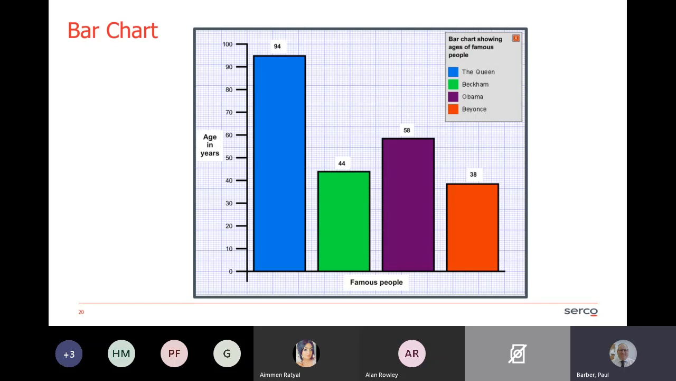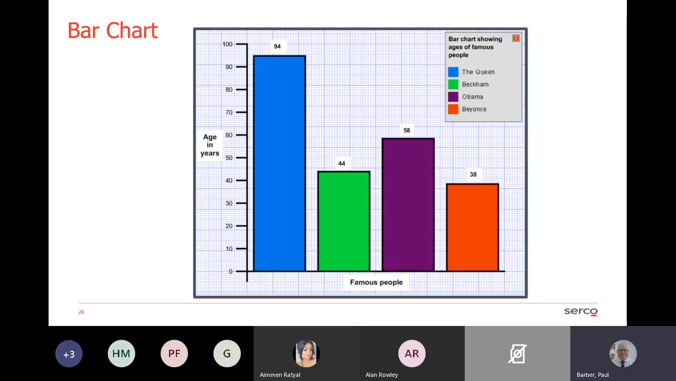Instead of the key, I could have put people's names at the bottom. So I could have put the name of the Queen under the blue bar or Beckham under the green, but it's easier to do the key. And one important thing, top right, is I've got a title, very short: bar chart showing ages of famous people. So that would hopefully get me full marks if this was a practice test.